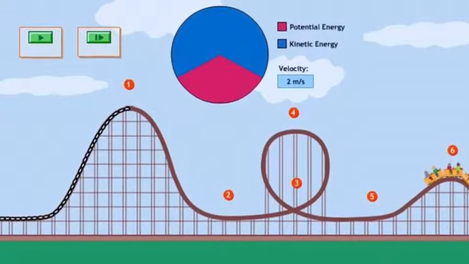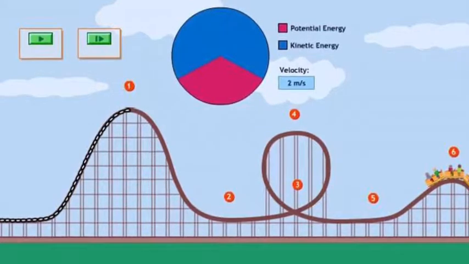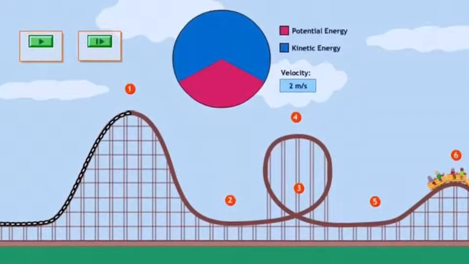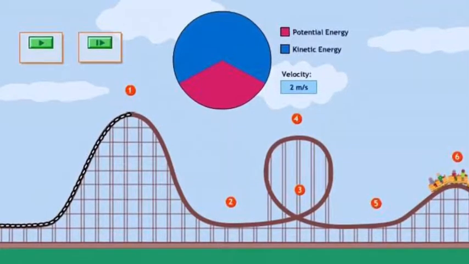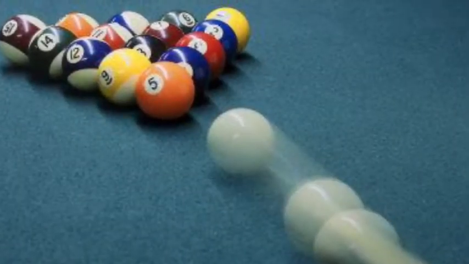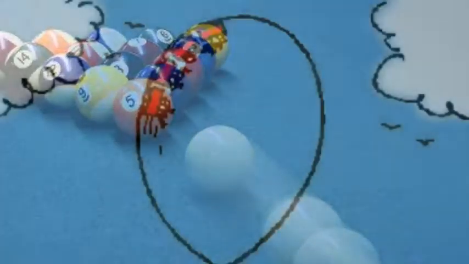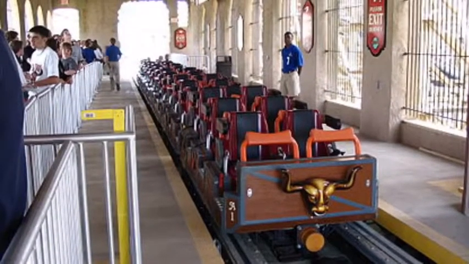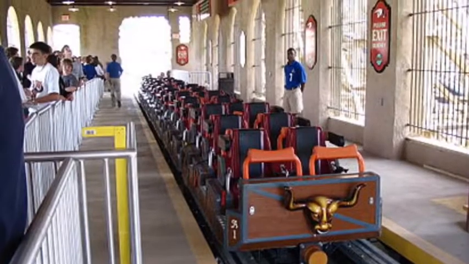Point 1 has the most potential energy, while point 2 has the most kinetic energy. It is converted from potential energy to kinetic energy as the roller coaster goes down the hill. Kinetic energy is energy that a body possesses by virtue of being in motion. In simpler terms, this would be any energy in motion. We see potential energy at the very beginning of the ride when it is ready to begin.